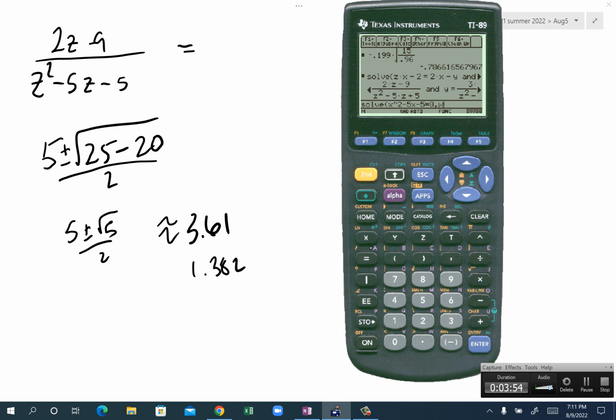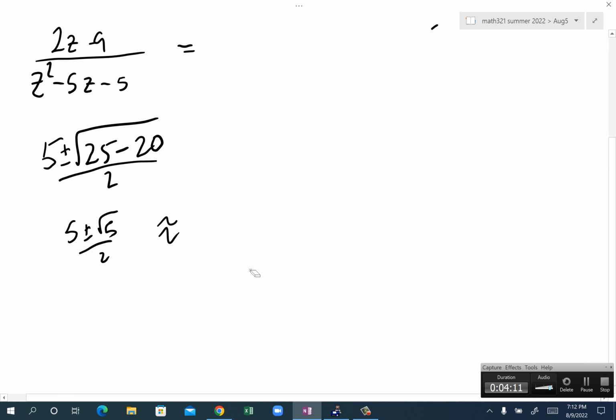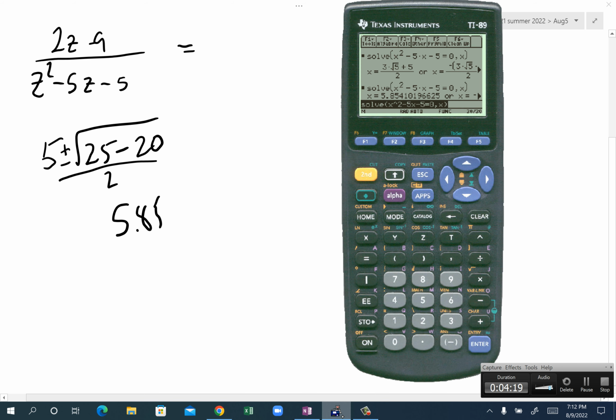Equals 0, comma, x. Let's just get the actual values. Here we go. What did I do wrong? Apparently I can't run a calculator, is what I did wrong. Oh, there you go. So 5.85. Sorry about that. So 5.85, and negative 0.85.